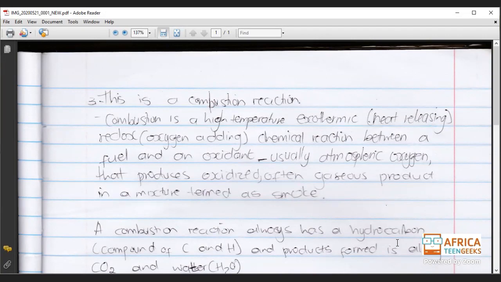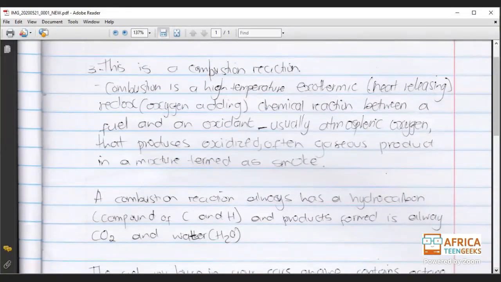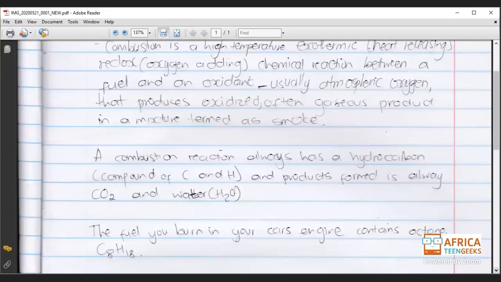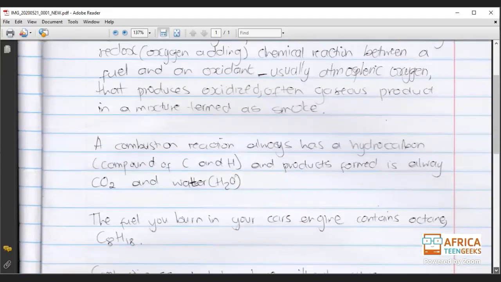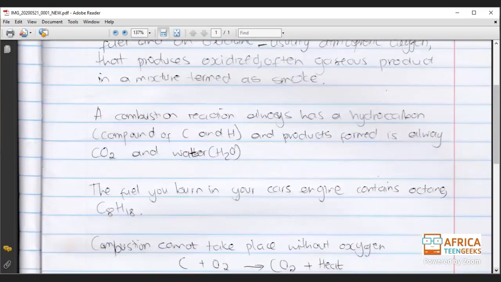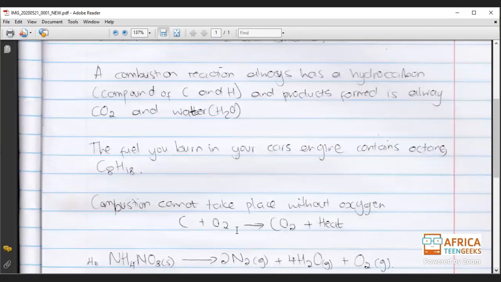Okay. Number two, what do you know about this? A combustion reaction always has a hydrocarbon. Okay, like in this case, it's our fuel that they're talking to us about. Our fuel, which I think here is C8H18. Okay, and a product formed is always carbon dioxide and H2O. That's another thing that you guys can write. So these are points that are explaining why the reaction is like that. Okay, so the fuel you burn in your car engine contains octane, which is the C8H18 that they gave us there. Combustion cannot take place without oxygen. So what have they given us? This is a C8H18 plus oxygen, which will give us carbon dioxide and H2O.